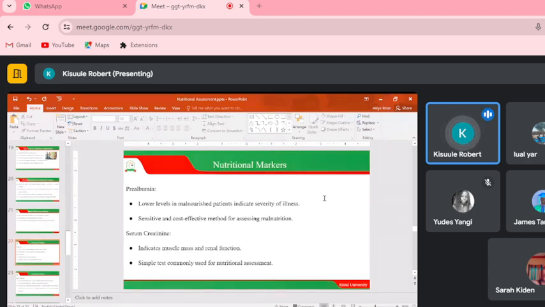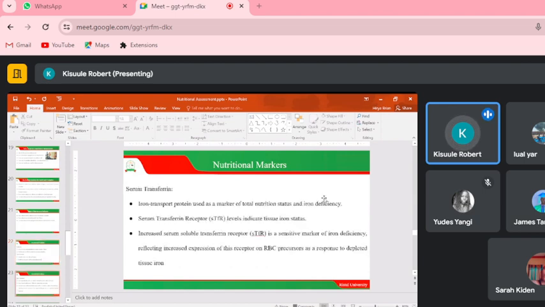Lower pre-albumin levels in malnourished patients indicate severity of illness, and it is a sensitive and cost-effective method of assessing malnutrition. Serum creatinine indicates muscle mass and renal function, and is also a simple test commonly used for nutrition assessment. We always rely on these.